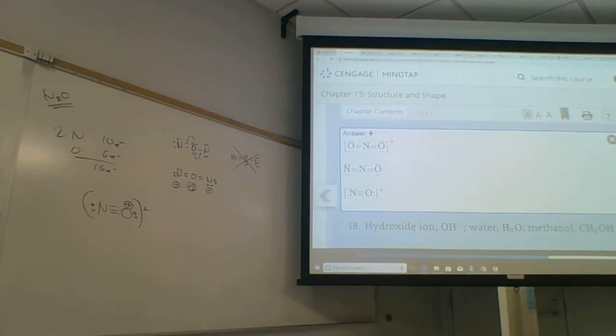Methanol is going to look like this. But these don't really show the three-dimensional shape. You don't have to show the three-dimensional shape. Water can be written in a lot of different ways. For example, I could write water like this, which is very common, or I could write water like this, which is very common. Either of these is fine.